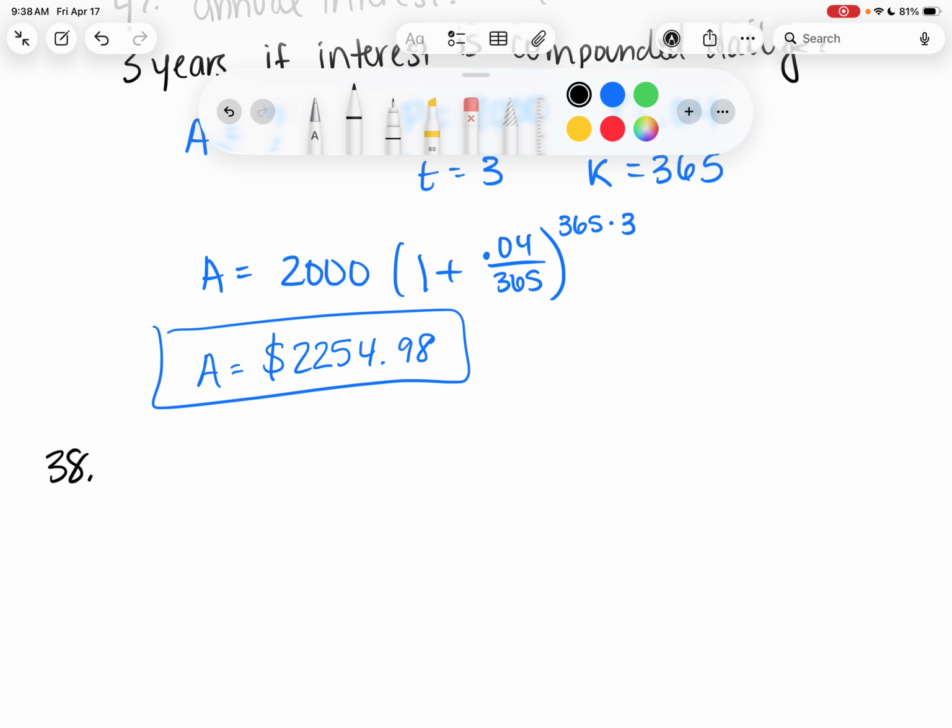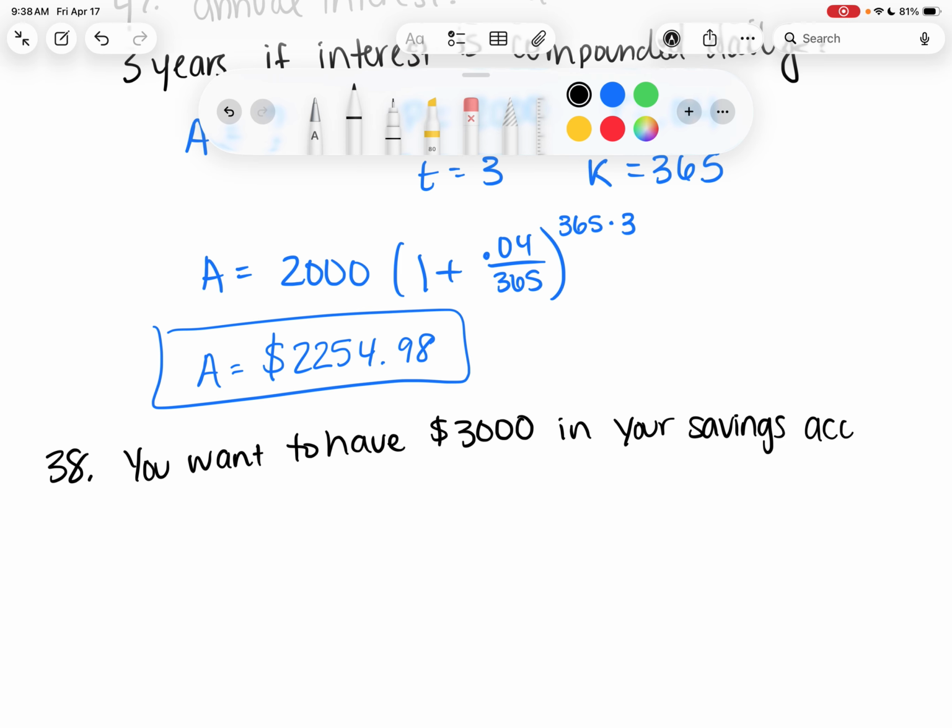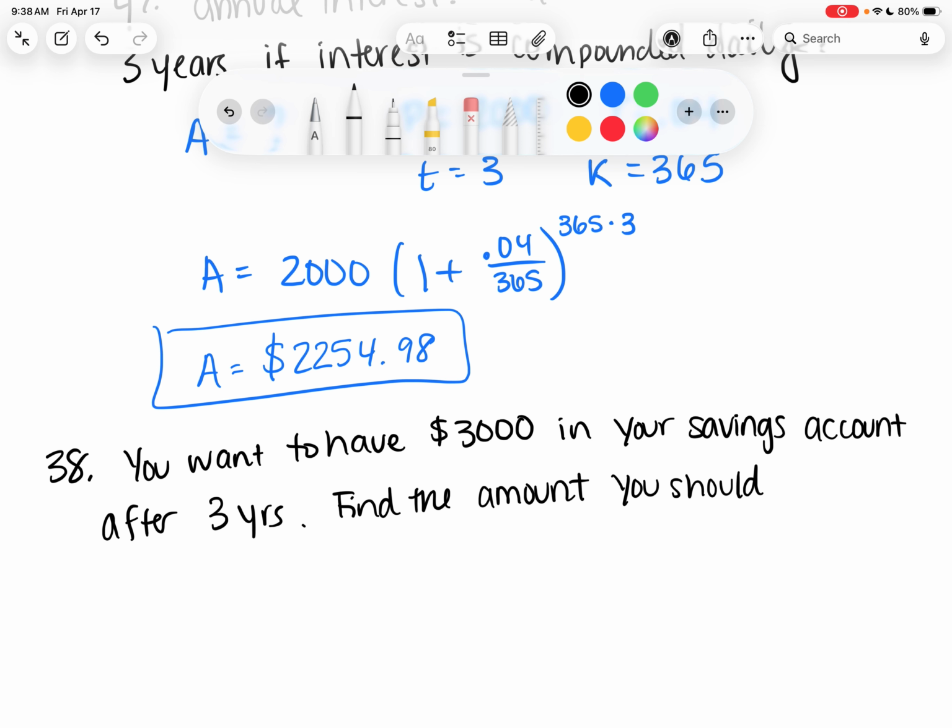Okay, 38. You want to have $3,000 in your savings account after 3 years. Find the amount you should deposit for each of the situations. And then it's going to have a part A, B, and C.